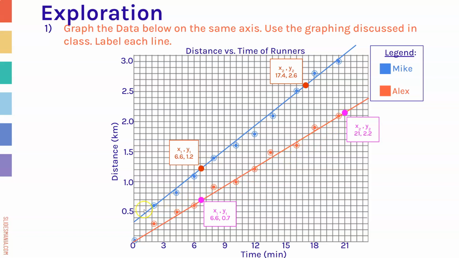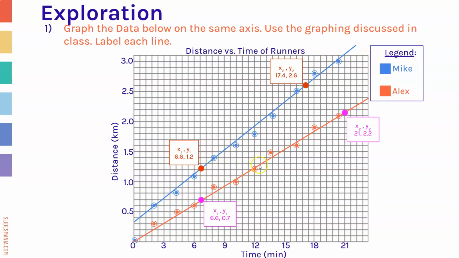Now with a line of best fit, you'll notice my blue line here doesn't start at the origin, and that is okay. My line of best fit doesn't have to start at 0. I'm just creating a straight line through as many data points as I possibly can. Now on my graph, you'll notice I have picked a couple of different places. So for Mike here, I have 6.6 and 1.2 and 17.4 and 2.6.